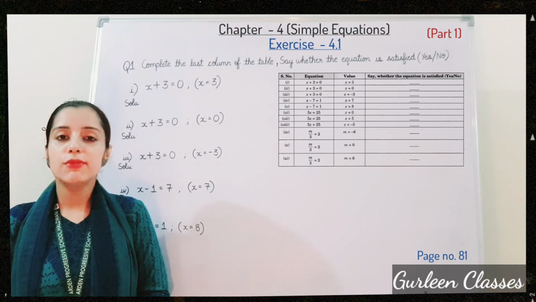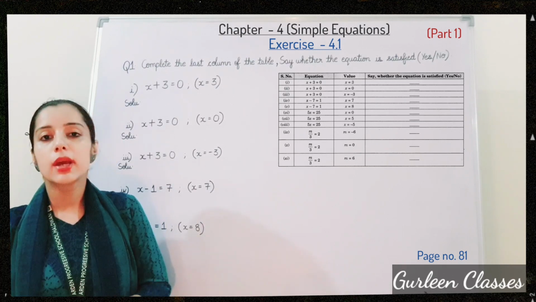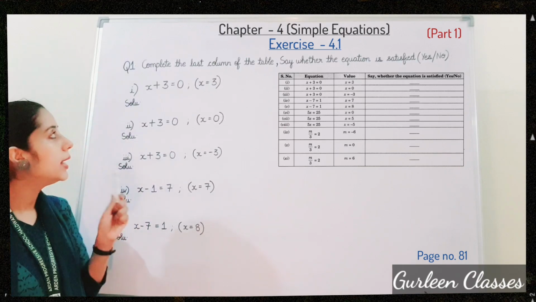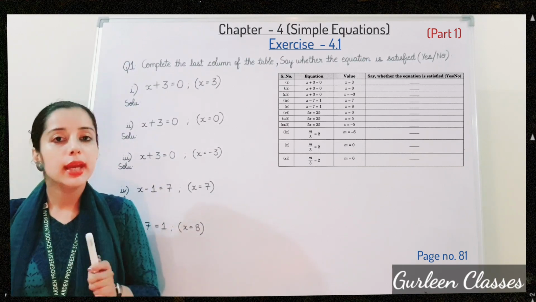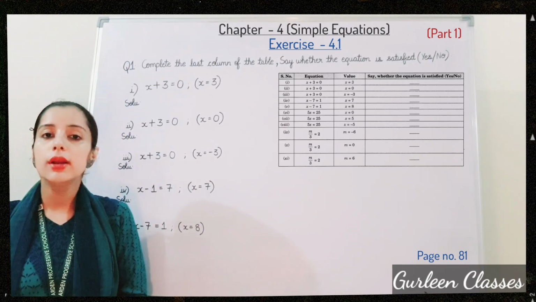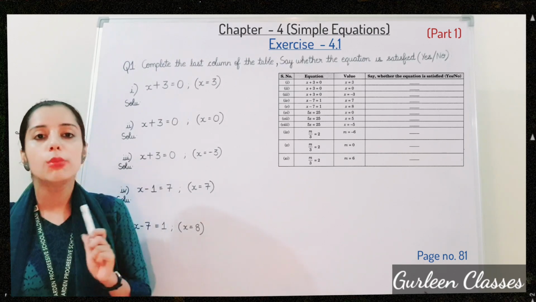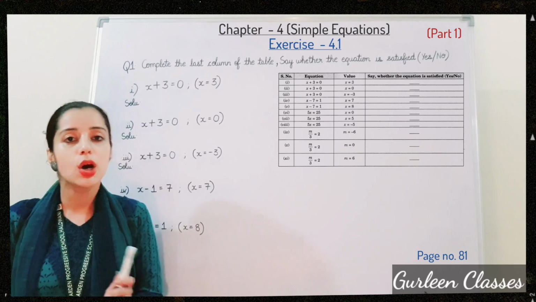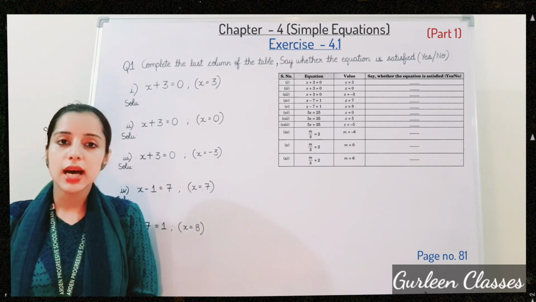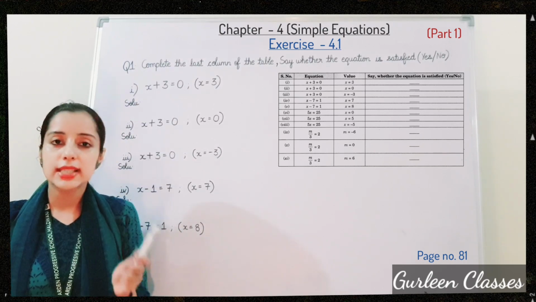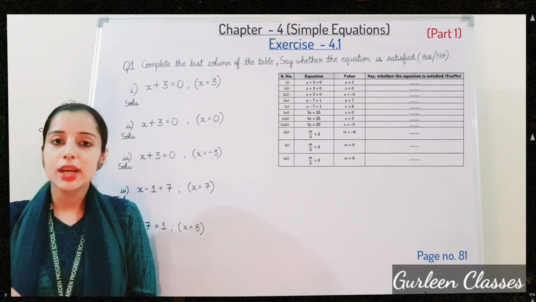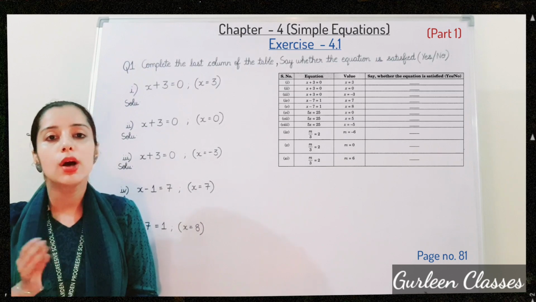So now let us start with exercise 4.1, Super Maths NCERT book page number 81. Question number 1. Complete the last column of the table. In your books you can see this table drawn. We have to complete the last column and say whether the equation is satisfied, yes or no. Some equations are given and the value of x is given. Just put that value of x in the equation and check whether LHS and RHS are equal or not.